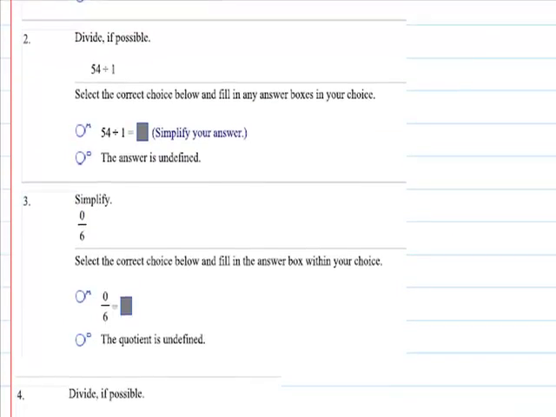Next, I have 54 divided by 1. It could be 54 divided by 1, it could be 54 over 1, or it could be this form. Anyway, 1 goes into 54 54 times. So the answer is 54.